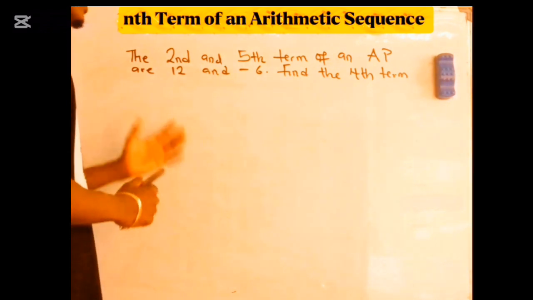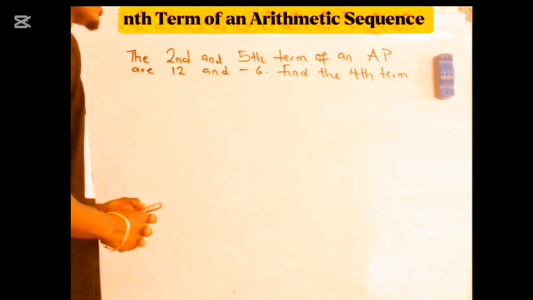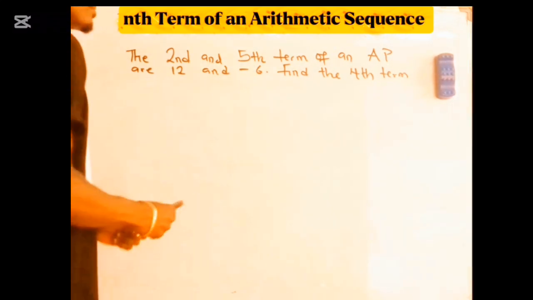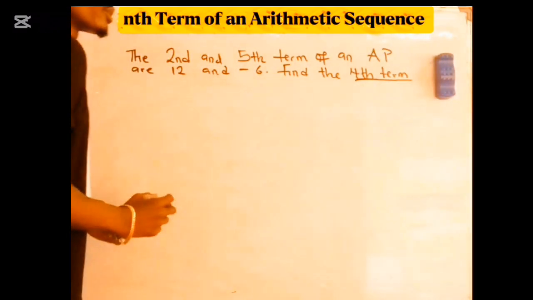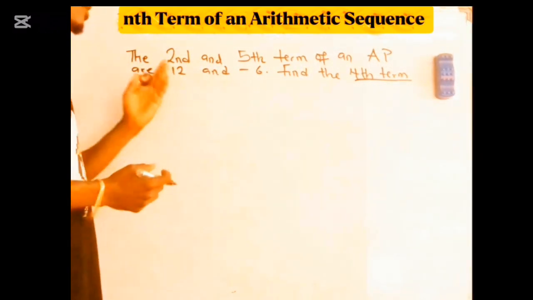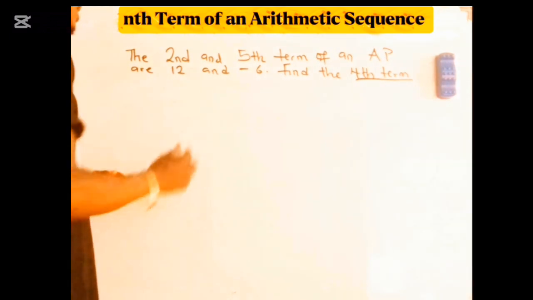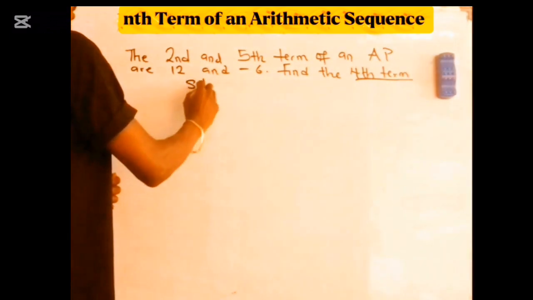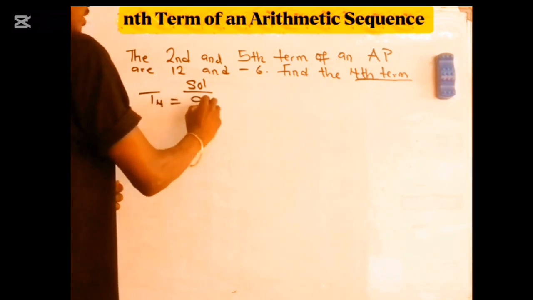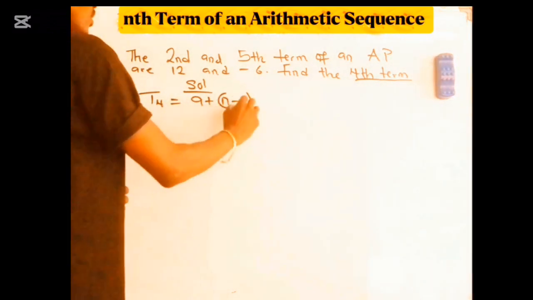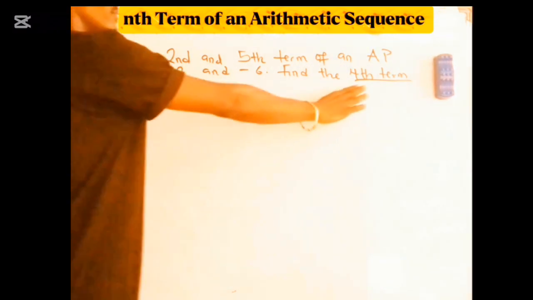Alright, we have another question. The second and fifth terms of an AP are 12 and minus 6. Find the fourth term. The question is finding the fourth term, which is also referred to as the fourth number of terms of the AP. Now, this fourth term has its formula to be T4 equals A plus (n minus 1) D. This is the formula to find the fourth term.